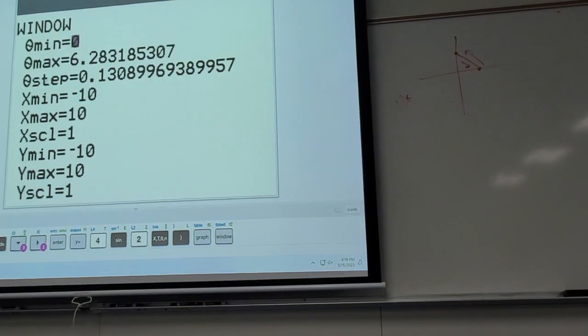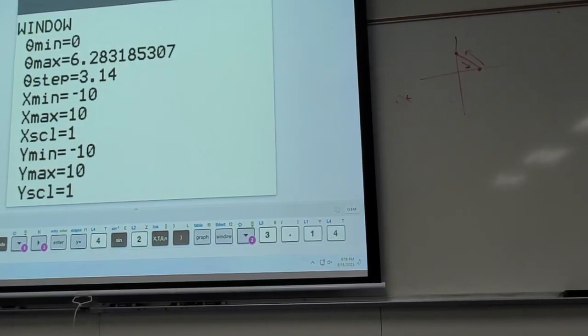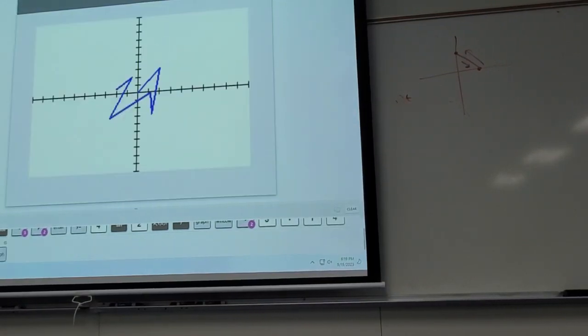Now watch this. If I change the window, see the theta step? Make the theta step equal to pi. That's too big. Let's make it pi divided by 3 roughly, so it's 1. You with me? Do you guys see that? Do you understand why it looks that way? Because the calculator is just plotting only those points and then connecting them, right? So that's when you would get something like that.